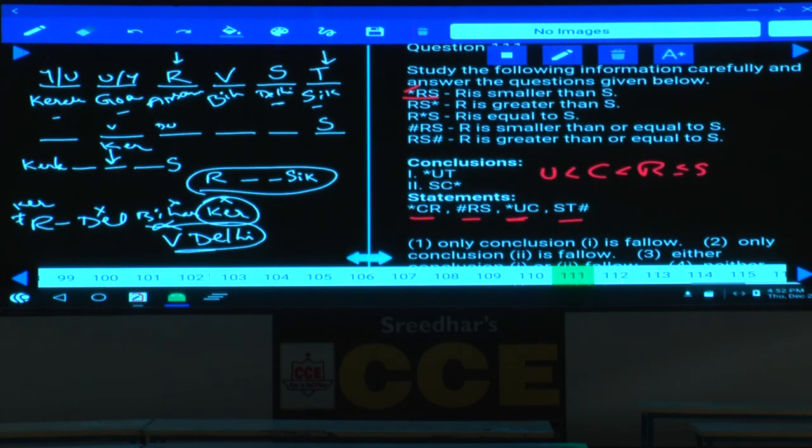And ST and star. ST and star comes under the next one. R is greater than or equal to S. That is, S is greater than or equal to T. This is the final statement.